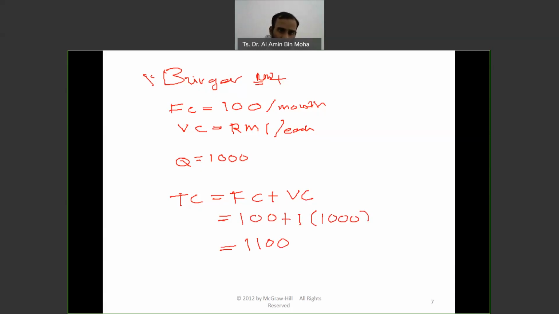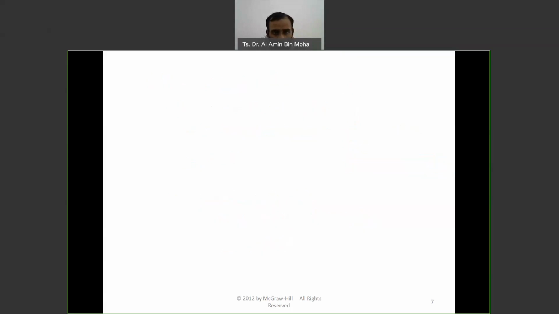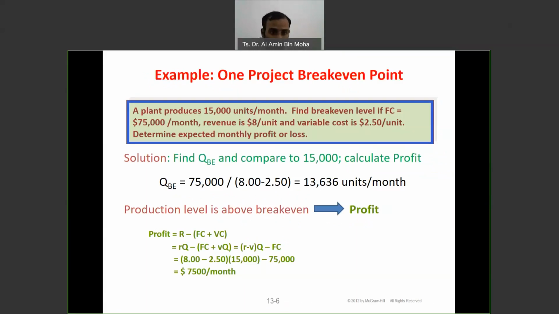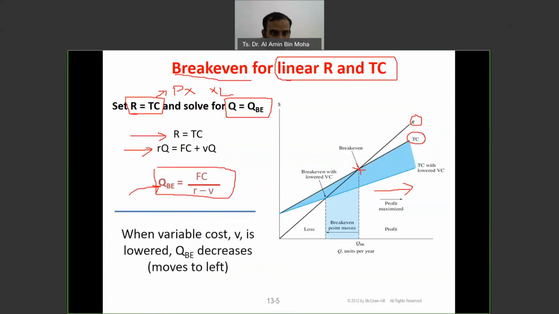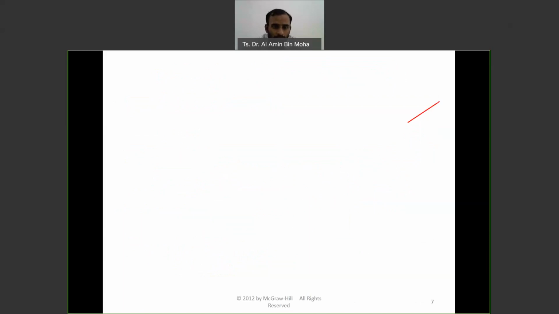If we draw the graph, this is quantity and here is the cost. So we have the total cost line here. Total cost has a fixed part, and then we have the variable cost. Oops, what's going on? Oh, it's moving. Sorry. Oh, it's gone.